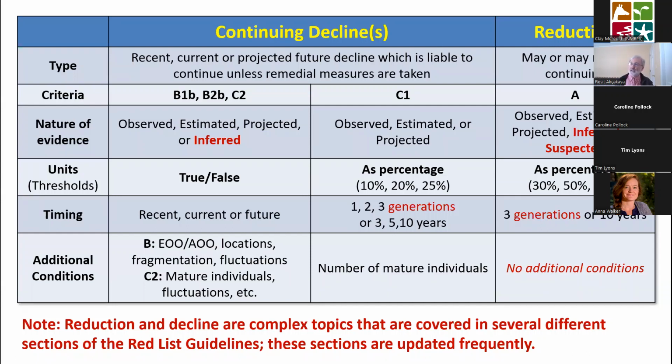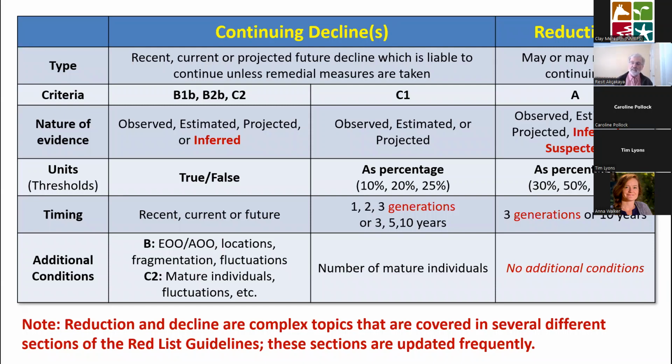Whereas for continuing decline, there are other conditions. For estimated continuing decline, the main other condition is number of mature individuals under criterion C1. The population must be smallish and declining. And under B and C2, there are several other additional conditions, including range area, number of locations, fragmentation, fluctuation, mature individuals, etc. So there are many other conditions.